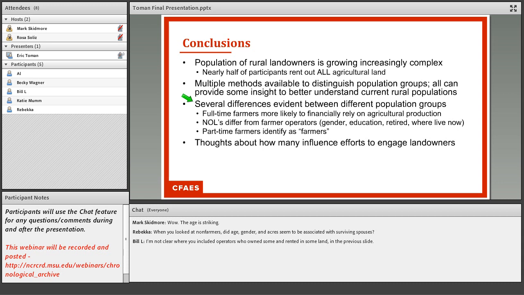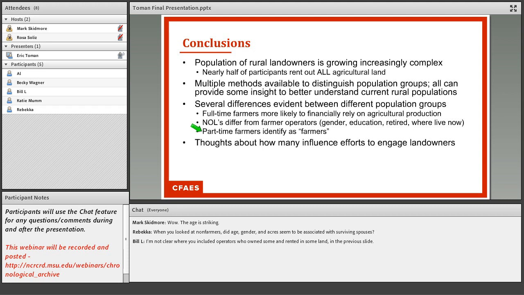I just note a few here. Ultimately, and probably not surprisingly, full-time farmers are more likely to be financially reliant on agricultural production. So when we think about how to engage these populations, the idea of how suggested practices may impact the bottom line, while influential for all, will probably be more influential on full-time farmers. These non-operator landowners differ from farmer operators in a number of ways: they're more likely to be female, more likely to have more formal education, more likely to be retired, and also more likely to live in suburban or urban areas.